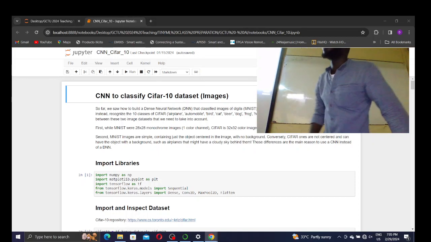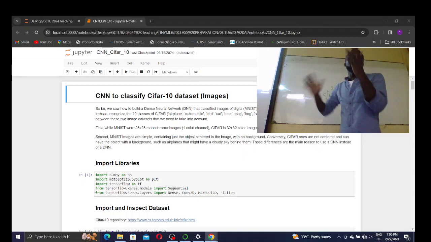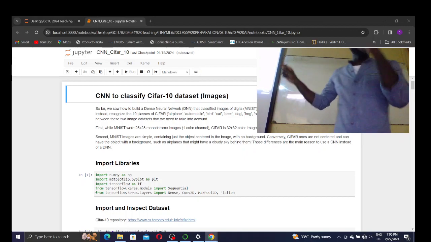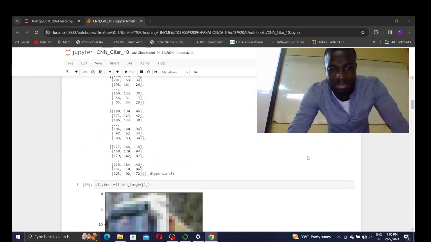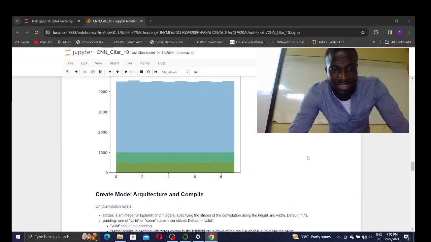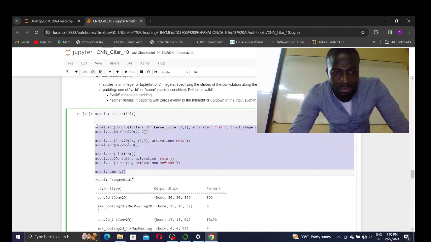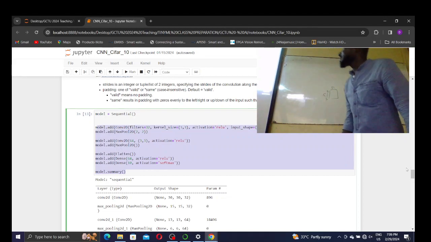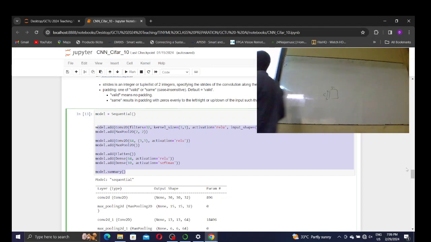So this is the model itself. Like how in the dense layer we define a sequential model, then we keep adding layers, right? It's the same thing for the CIFAR, and the same thing for convolutional neural networks also. So here I have some layers, just the same thing.